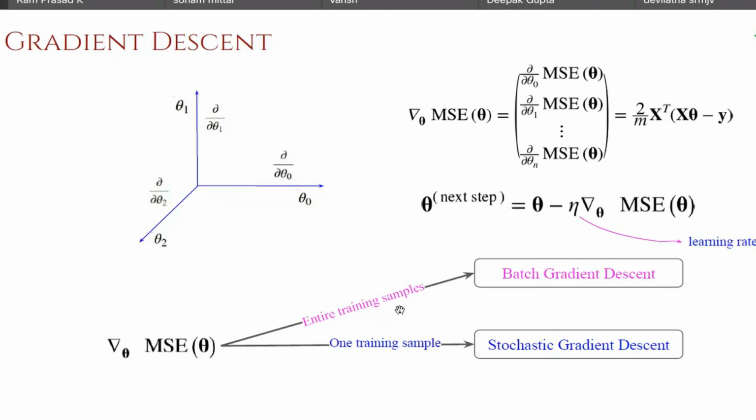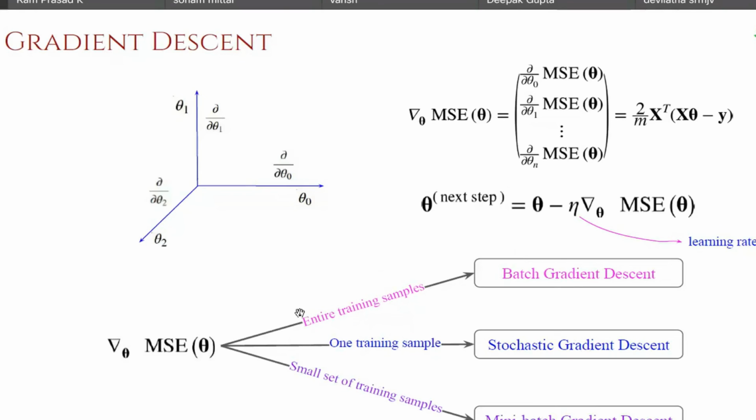So we need to come up with an intermediate representation where we explicitly define a small number of training samples. Say for example, after accumulating 16 training samples' error, I will update theta. So if we do that, then it is called mini batch gradient descent. So these are the three types of gradient descent based on how you update your theta.